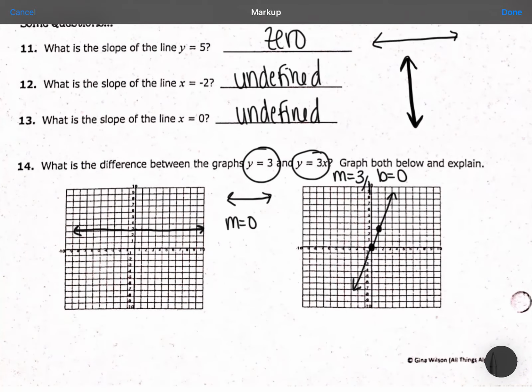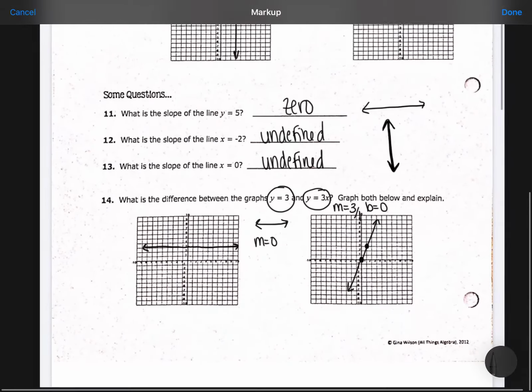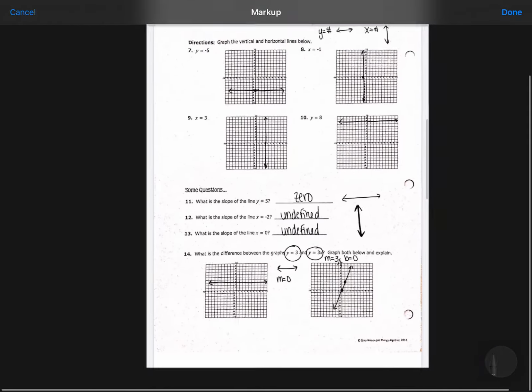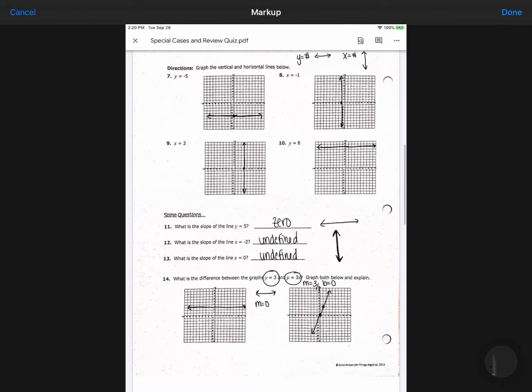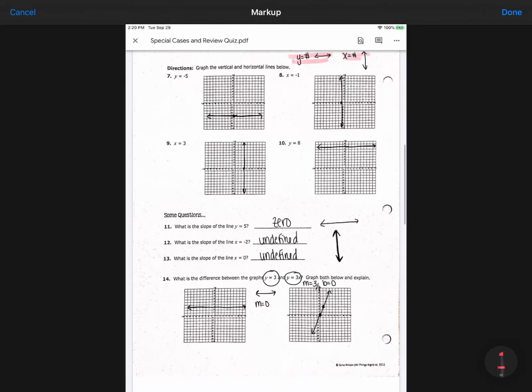If I said that too fast, you can just pause the video and let that sink in a little bit. So that should have been pretty simple. Make sure you know the difference between a horizontal line and a vertical line. Those are two special cases. So study that and you will do fine.